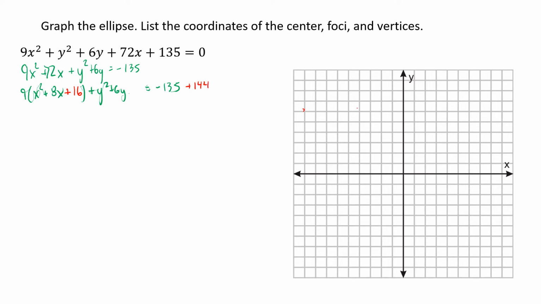Now, for the y terms, what we would have to add to make that a perfect square trinomial would be 9. We take 6 divided by 2, that's 3 squared, it's 9. So we have to also add 9 to the right side.